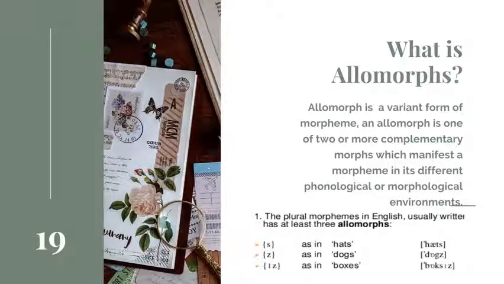Let's move to the next topic, allomorphs. Sometimes a morpheme has only one phonological form, but frequently it has a number of variants known as allomorphs. An allomorph is one of two or more complementary morphs which manifest a morpheme in its different phonological or morphological environment. Here are some.